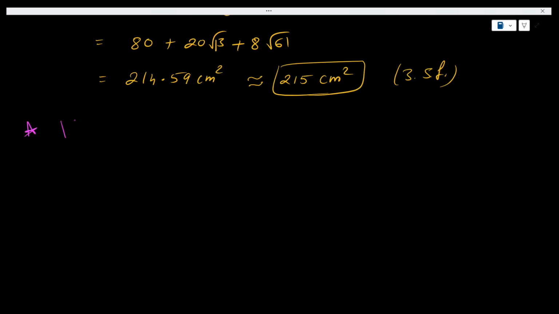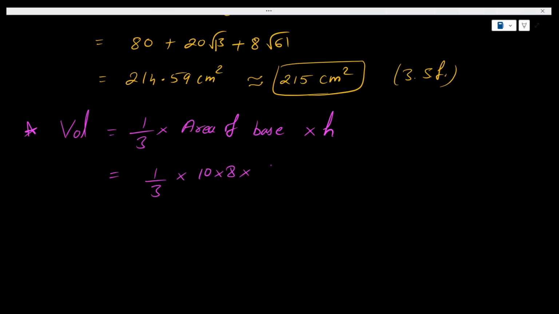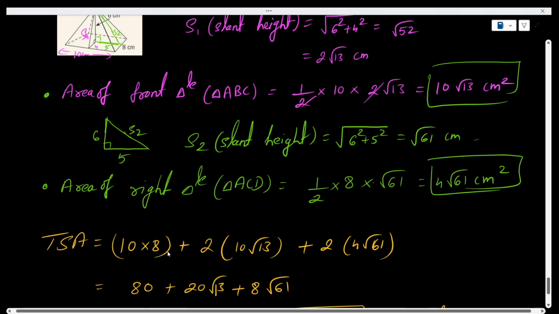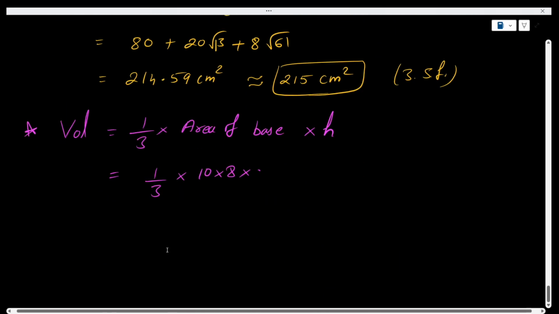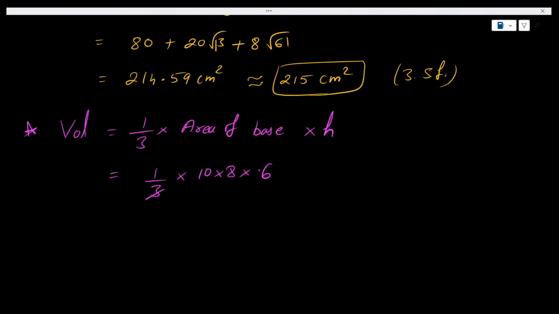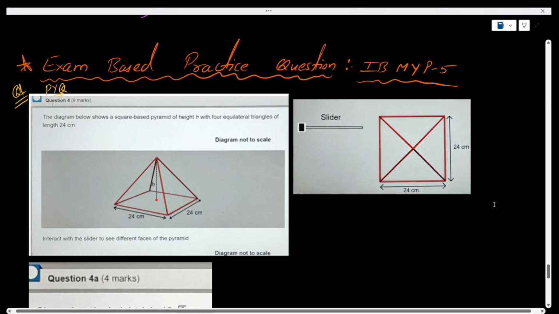We are taking the volume of pyramid formula. It's 1/3 area of base into height. In some cases the height is also missing, so you can use a trigonometric ratio or Pythagoras theorem to find the missing length. Now the height is already given, it's 6 centimeters. So 1/3 times 10 times 8 times 6 is going to be 160 cubic centimeters.